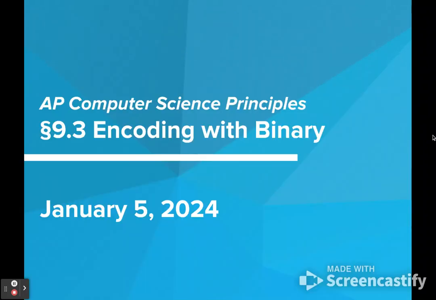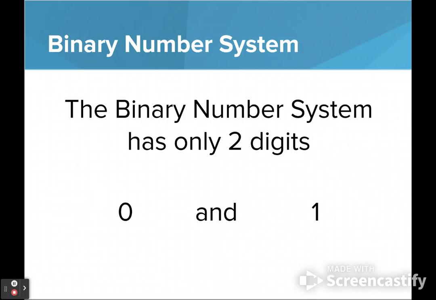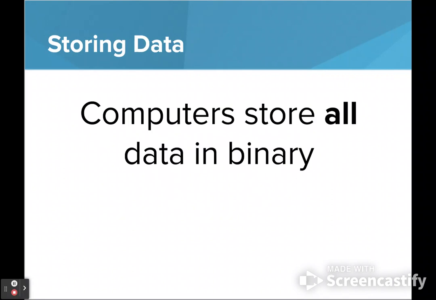All right, so to the lesson, encoding with binary. Remember from yesterday, the binary number system only has 2 digits, 0 or 1, that we can use. All computers store their data in binary. So computers, that is all they read, are these series of zeros and ones.